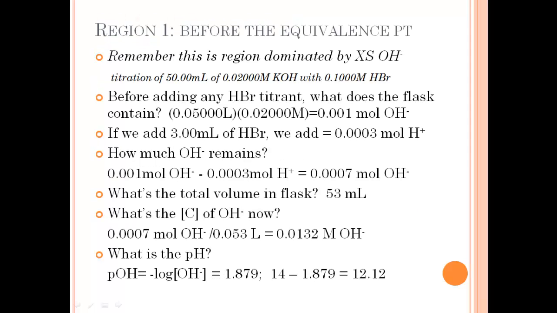Region 1, before the equivalence point. Remember, this is the region that's dominated by the excess OH-. You've got more OH- than you have H+. Before you add any titrant or any acid, what does the flask actually contain? Well, we have 50 mL or 0.05 liters. And what is the molarity of that? Well, they told us it was 0.02 M KOH.